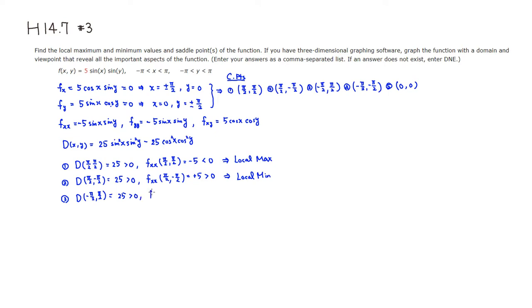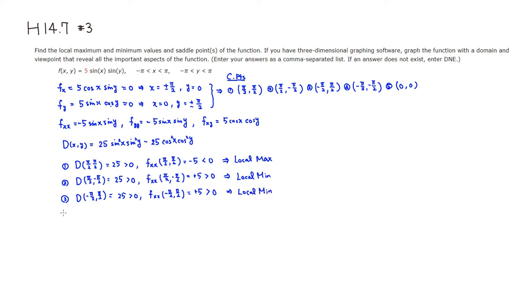And if you look at the second partial with respect to x at negative pi over 2 comma pi over 2, this is going to give us negative 5 there. You have a negative pi over 2 makes sine negative, so it's going to be positive. And sine of pi over 2 is going to be positive 1. So this is positive, which means that we're going to have, again, local minimum.